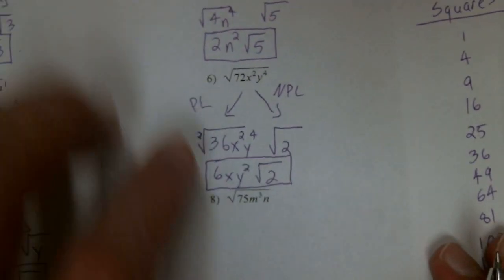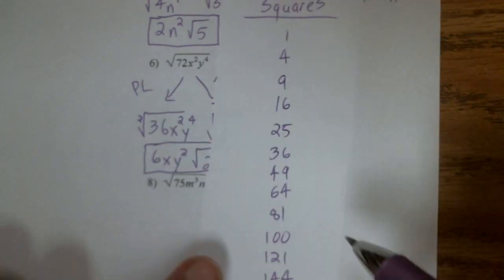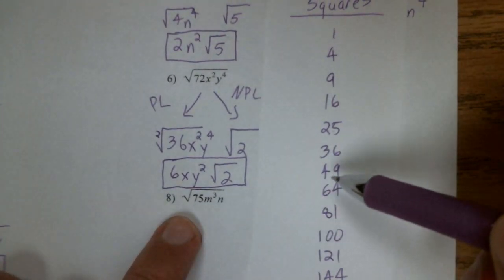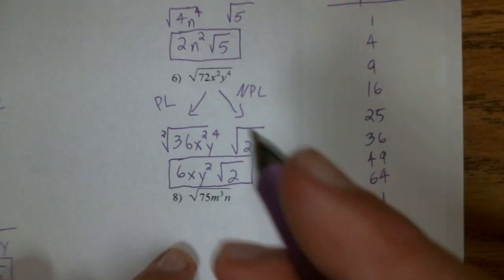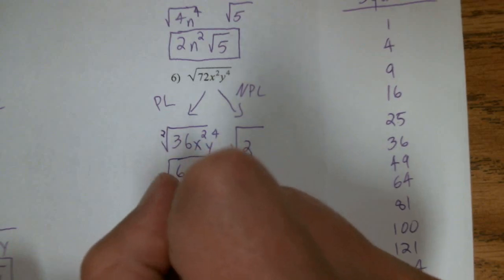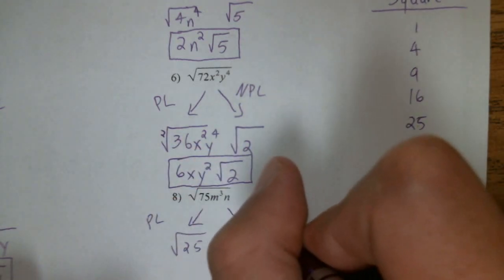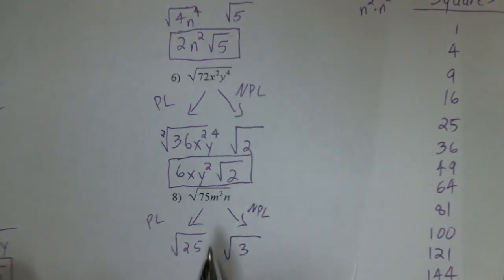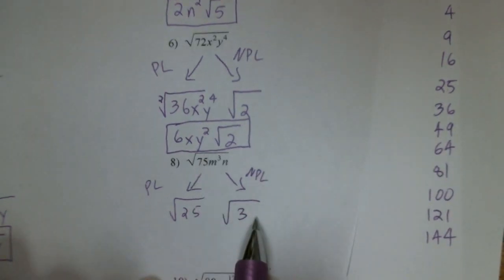Okay, number 9. Okay, 75 is not one of our numbers. The highest number that goes into 75, I'm going to start doing this a little quicker, is going to be 25. So perfect land, I've got 25. Non-perfect land, I have 3. 75 divided by 25 is 3.